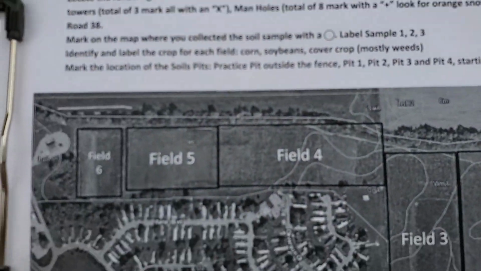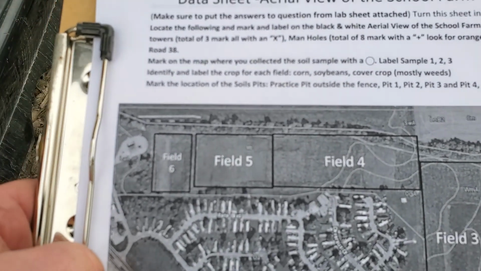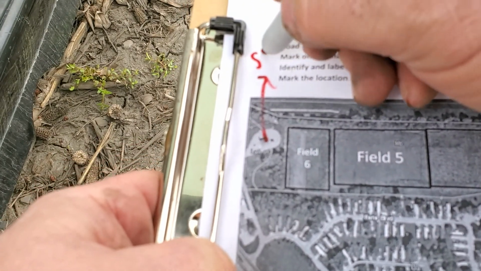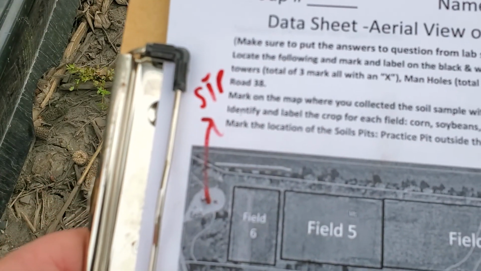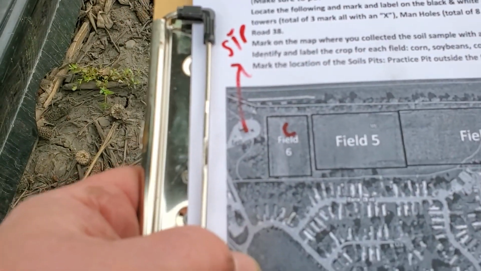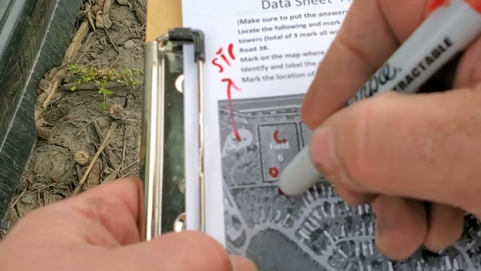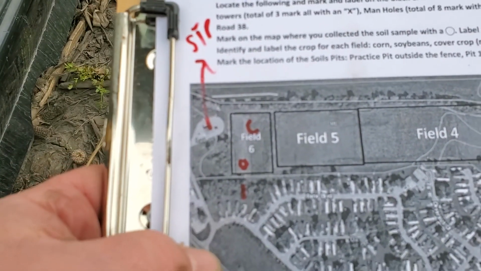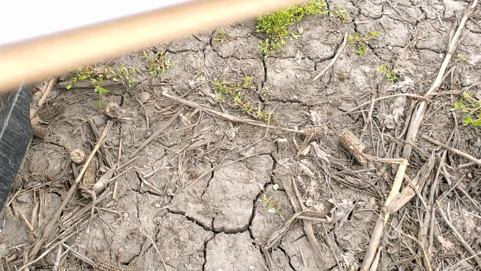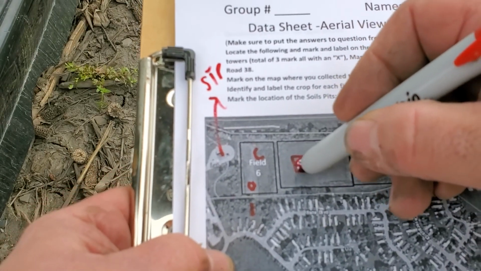Okay, here's your map. So right here we got the sewage treatment plant. So I'm just going to put that STP. Field 6 right here is corn. We took our first sample when we drove in, so I'm going to put a little circle there, and that's sample 1. Then field 5 here, I'm going to look over my corner. That was beans. So that's a B there for beans.